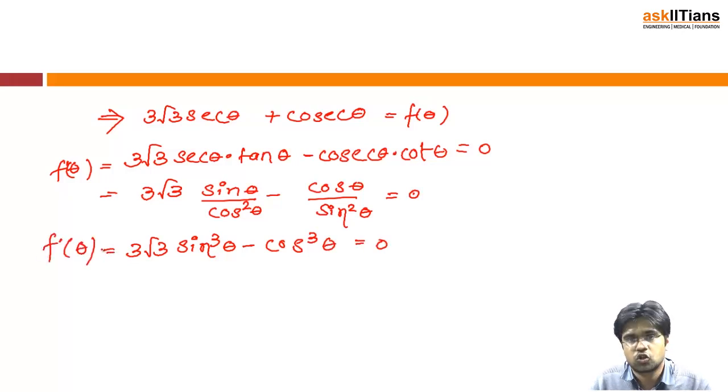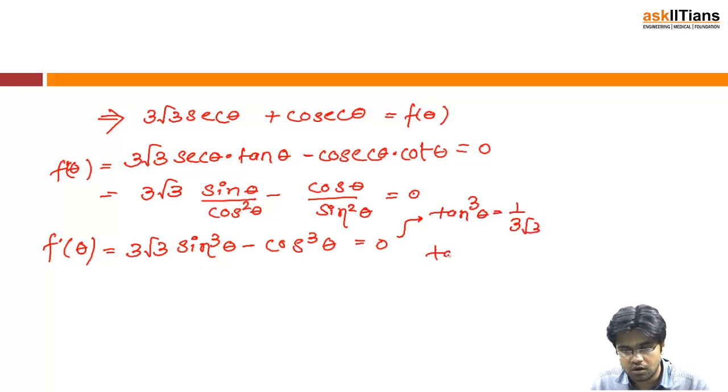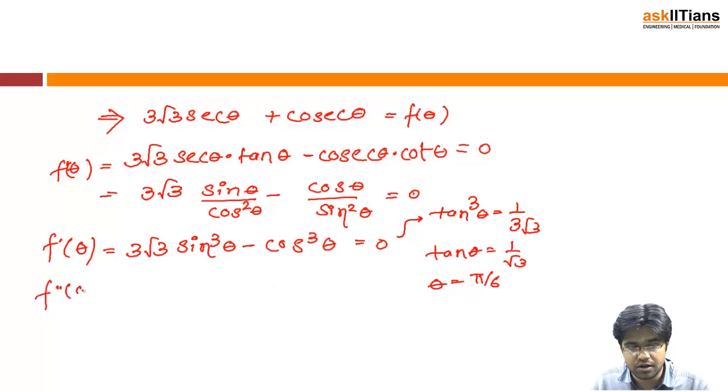Now how are we so sure that this is the least value? If this is the least, the value that we are going to get from here is tan cube theta is equal to 1 upon 3 root 3, or tan theta is 1 upon root 3, or theta is coming from here as pi by 6. But how am I sure that this is the least? Because let's find out f double dash theta.